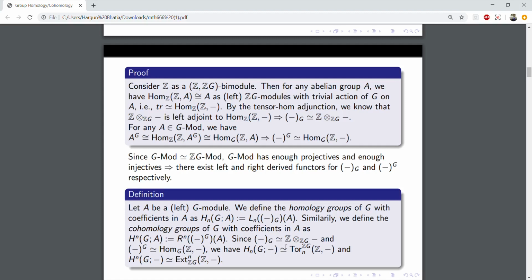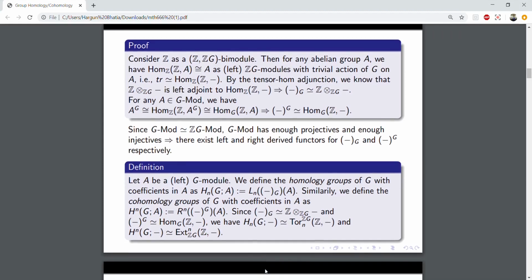Now, we also know this alternate description of these functors in terms of tensor products and Homs, and we know that the tensor product has left derived functors given by the Tor functors. So this tensor product has left derived functors given by Tor^ZG(Z, -), and this Hom has right derived functors given by Ext^ZG(Z, -). Since we know that these are universal delta functors, for two naturally isomorphic functors their left and right derived functors are unique up to isomorphism. So therefore the homology functor is nothing but this Tor functor, and the cohomology is this Ext functor. So once we have the description in terms of Tor and Ext, things become better, right?